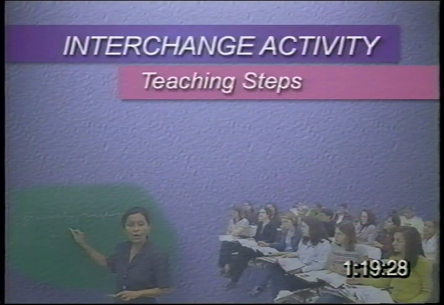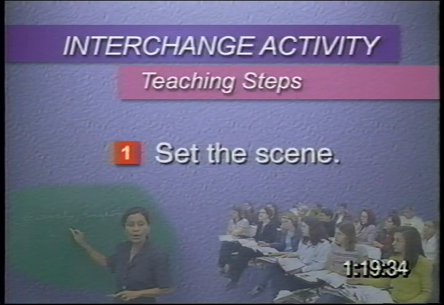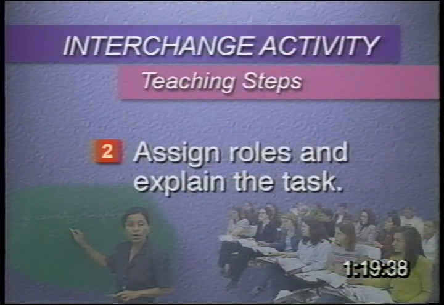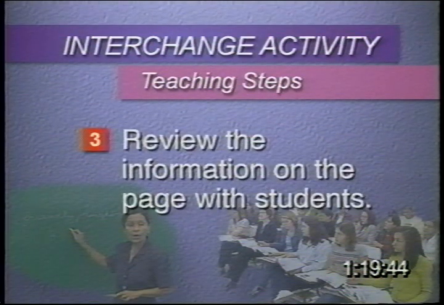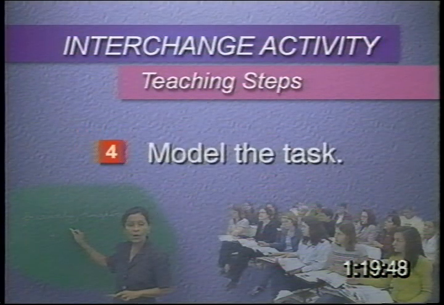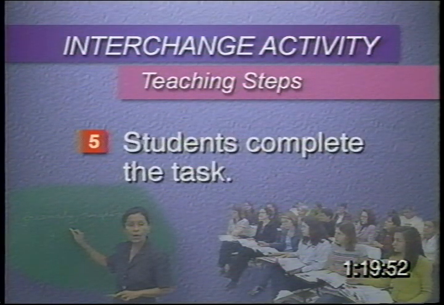There are 6 general steps for teaching interchange activities. Your teacher's edition provides detailed instructions for each activity. Step 1. Set the scene. Step 2. Assign roles and explain the task. Step 3. Review the information on the page with students. Step 4. Model the task. Step 5. Students complete the task.